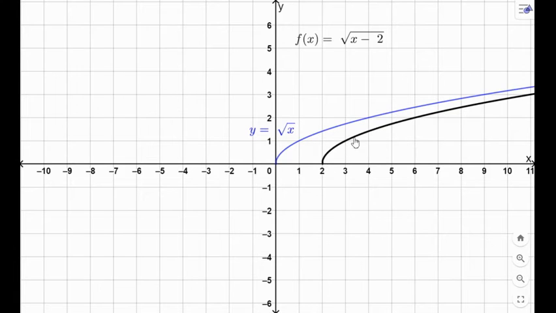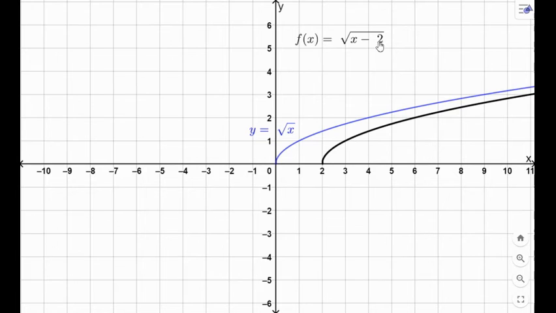And we can plot each of these points in exactly the same way as we did before. We can say x equals 3. The square root of 3 minus 2 is the square root of 1. And so that goes there. When x equals 4, we have the square root of 4 minus 2, in other words, the square root of 2, and that's 1.4, roughly, and so on and so forth.